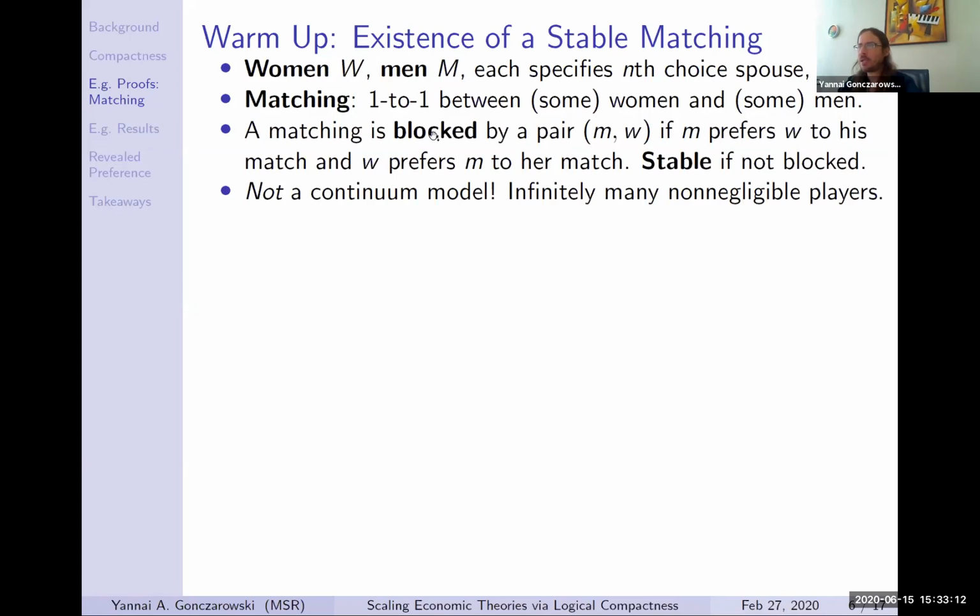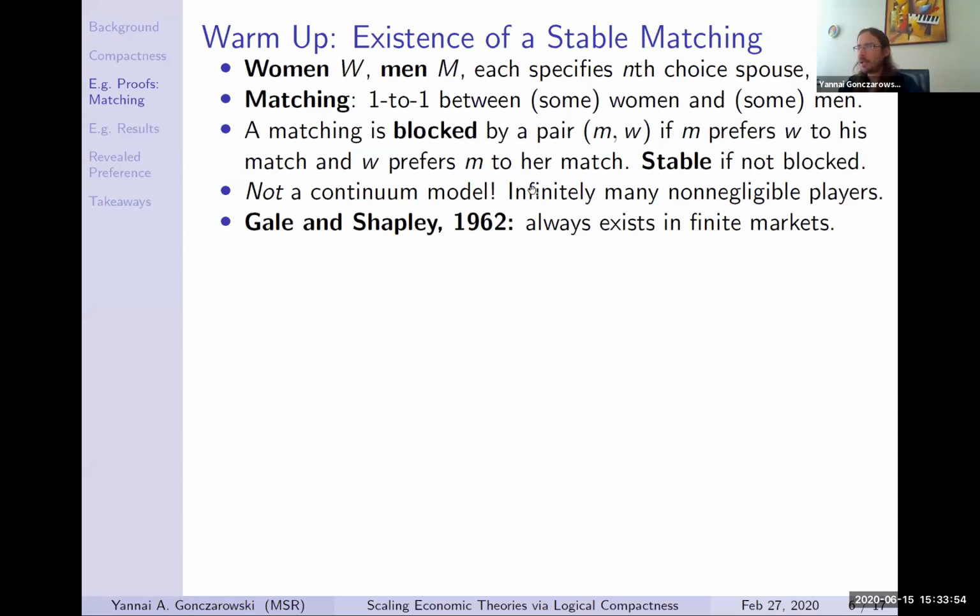A matching is blocked by a pair M, W. This is vanilla stable matching: M prefers W to his match and W prefers M to her match. A matching is stable if unblocked. Note that this is not a continuum model like many other models of infinite matching. There are infinitely many non-negligible players. This is a model where even though there are infinitely many agents, the effect of a single agent does not become negligible because of the size of the market. So it's very much closer to a finite model in the sense that proofs here immediately generalize the finite model. It's not a different model.